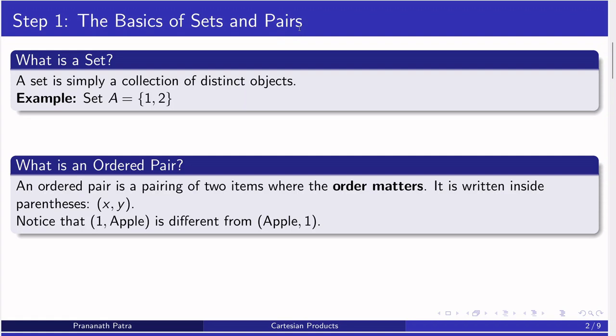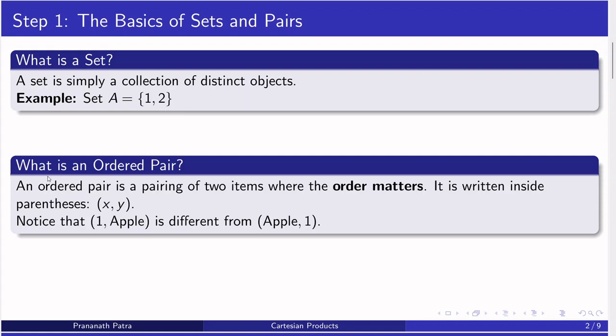Before we can multiply anything, we need to ask, what is a set? Simply put, a set is just a collection of distinct objects. For example, imagine a set called set A that holds the numbers 1 and 2. We write this mathematically as A equals {1, 2}.